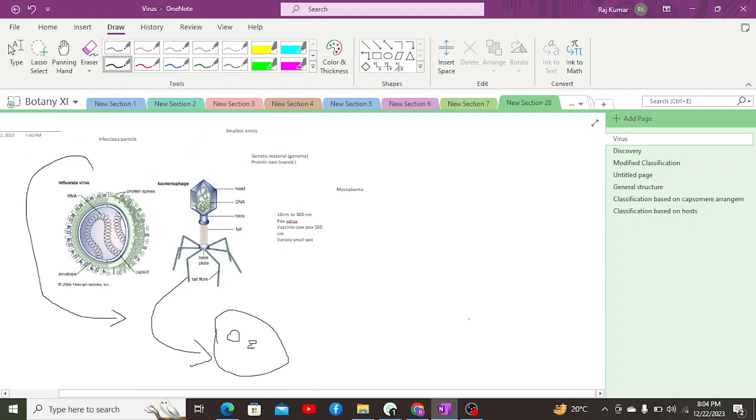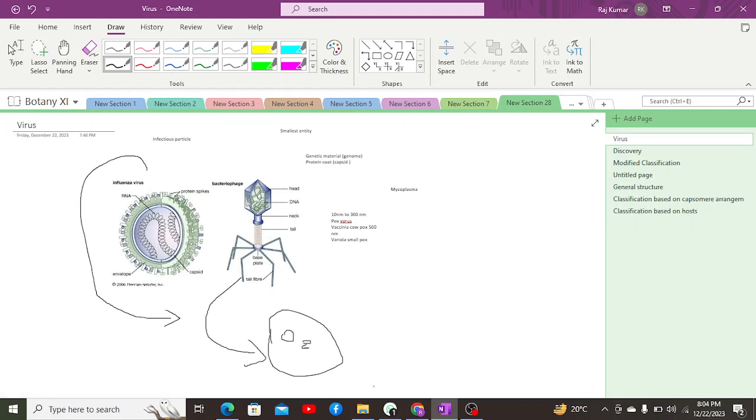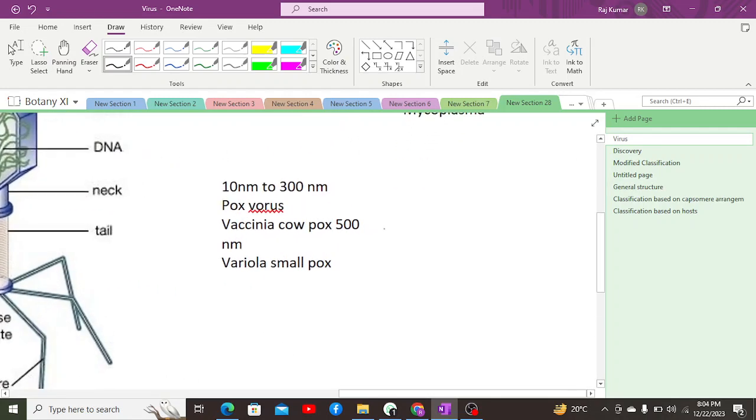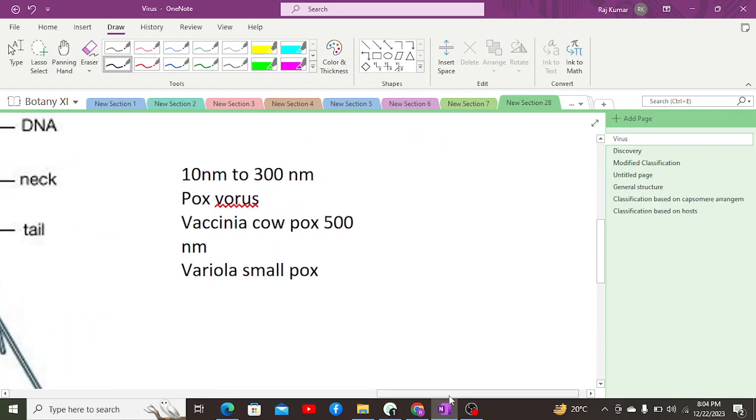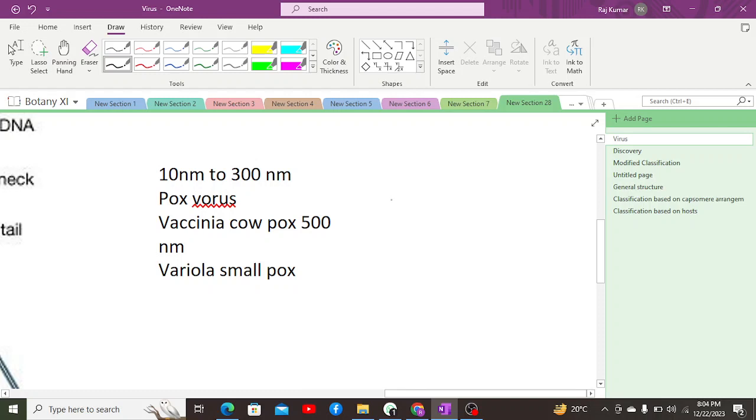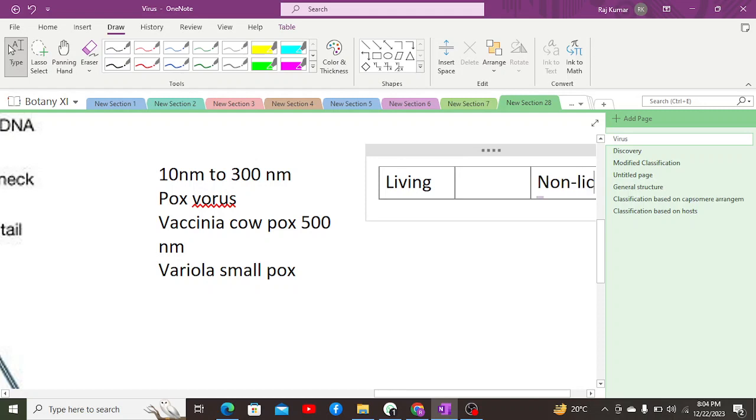Now, viruses are found in different shapes and different sizes, as well as some common characteristics which put them on the borderline between living and non-living. First let me just write it down so that we can thoroughly discuss each and everything. Living, non-living.